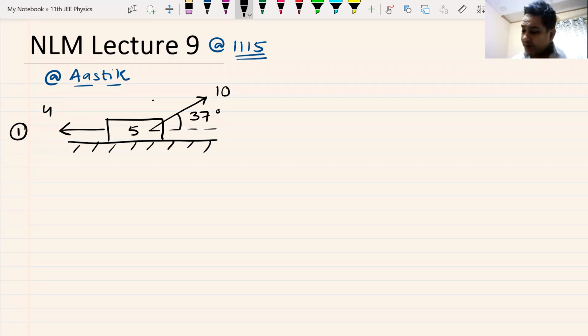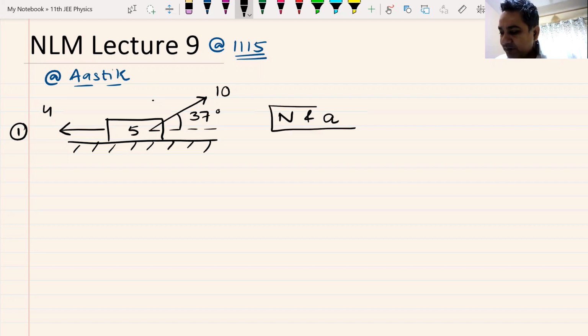We have to find the normal reaction force, the force with which ground is pushing it, and the acceleration of the block. So these are the two things that you need to find out. The reaction force, in this case it is normal reaction because friction is not there, and the acceleration of the block. You have 2 minutes to do this, and I'll wait for you.